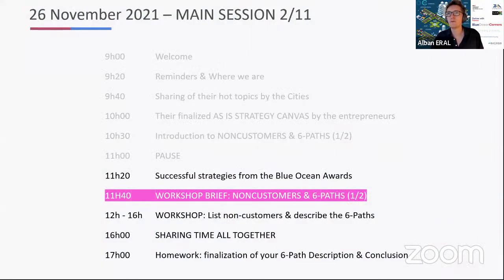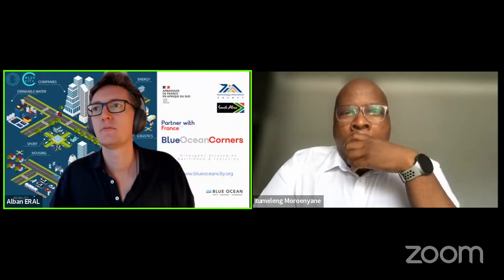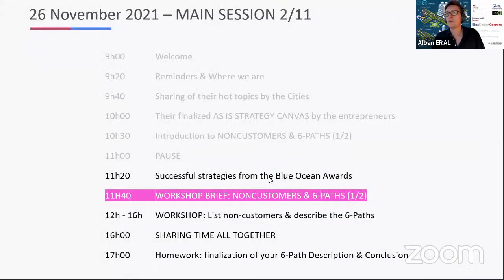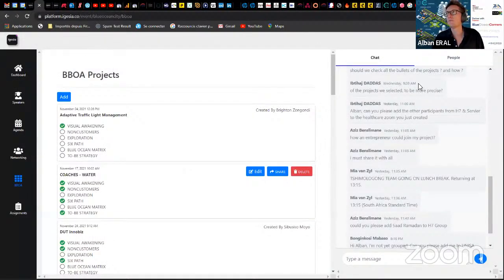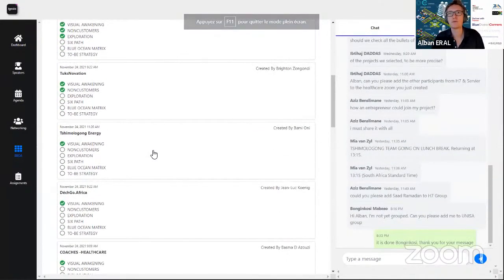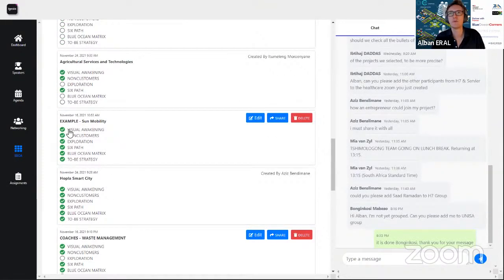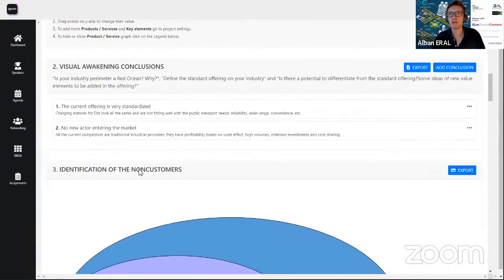Okay, so now we will brief you for the workshop. So, I'll share my screen. So it's non-customers and 6PASS, starting the 6PASS and non-customer profiling. So as you know, on the platform, this is here, this part here. You know about this Sun Mobility example, you can see. So here you go on this part, the third part, identification of the non-customers.